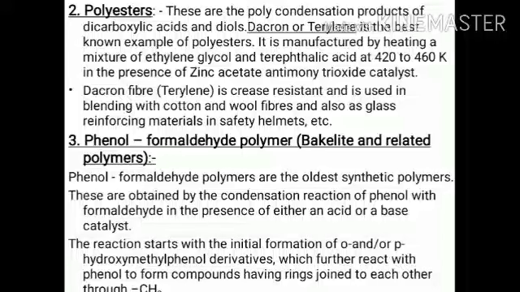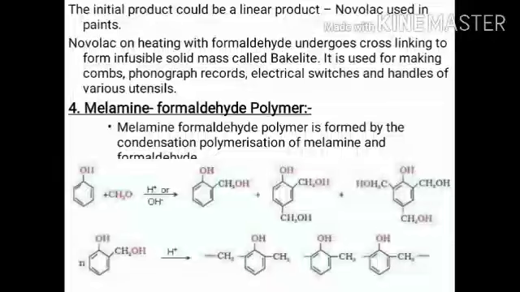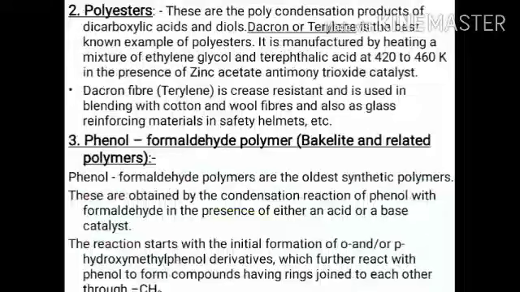Look at that. These are obtained by the condensation reaction of phenol with formaldehyde in the presence of either an acid or a base catalyst. The reaction starts with the initial formation of an ortho or para hydroxymethylene phenol derivative, which further reacts with phenol to form a compound having rings joined together. This is the structure of phenol.